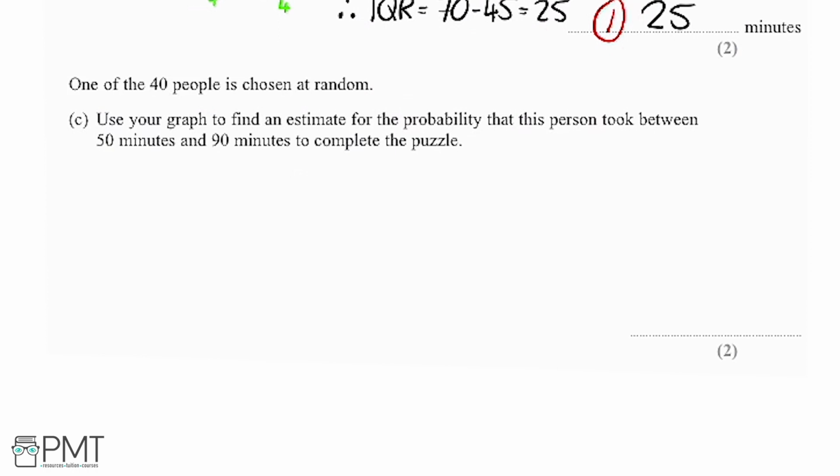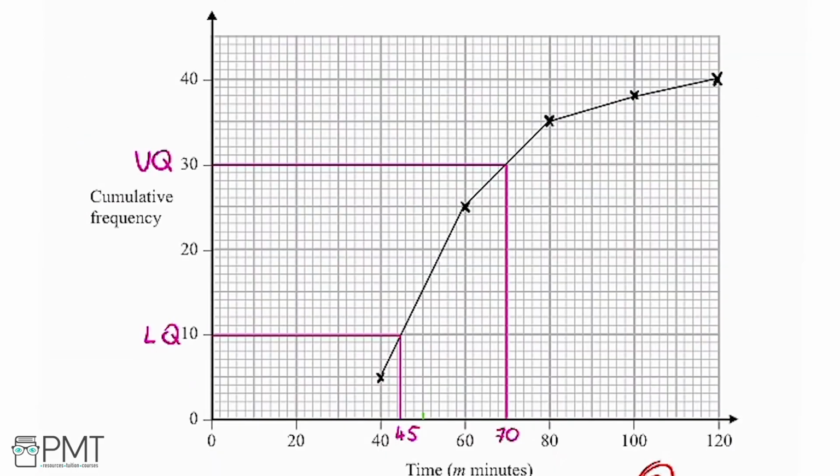Now for part C, one of the 40 people is chosen at random. We need to use our graph to find an estimate for the probability that this person took between 50 and 90 minutes to complete the puzzle. Okay, so 50 to 90 minutes. Starting off at 50 minutes here, we're going to go up and then go along. And that looks there that we've got 15 people, so a cumulative frequency of 15.